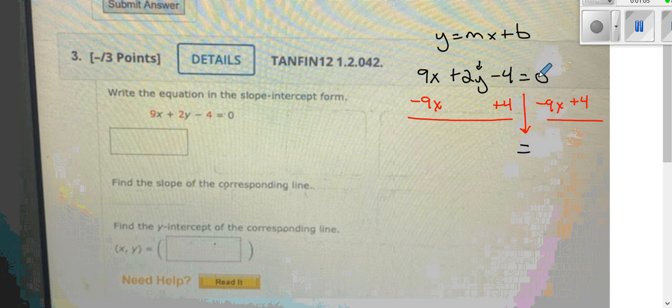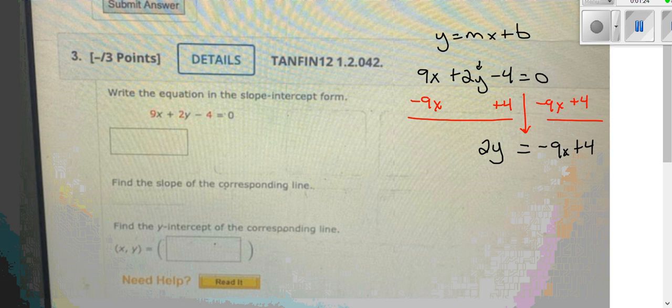On the right-hand side, it's 0 minus 9x plus 4, so it's literally just minus 9x plus 4. On the left-hand side, the minus 4 plus 4, that's just 0. 9x minus 9x is 0. The only thing that's left over here is this 2y. So I'm going to slide it over this way a little bit.